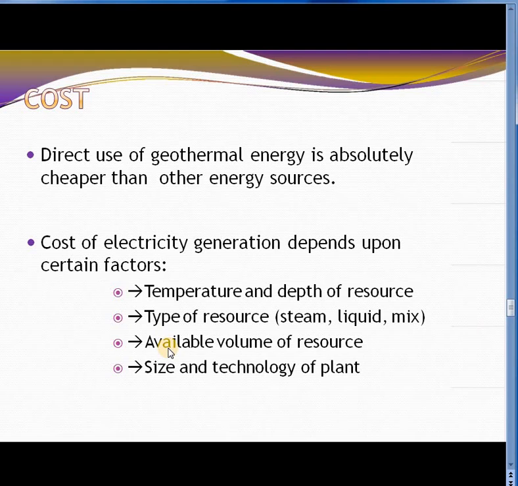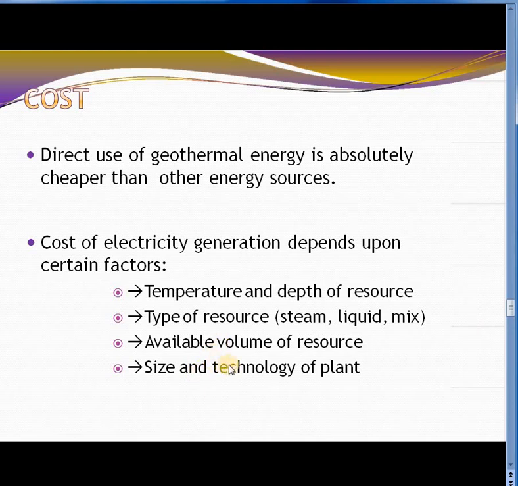If you see, in a flash turbine we use both steam and liquid as it is being converted to vapors, whereas in a binary cycle power plant you use vapors, and for the dry steam turbine you use completely dry steam. Now the next factor which we will consider is the available volume of resources. How much volume of resources is available at the present geothermal reservoir must also be kept in consideration, and the size and technology of the plant.